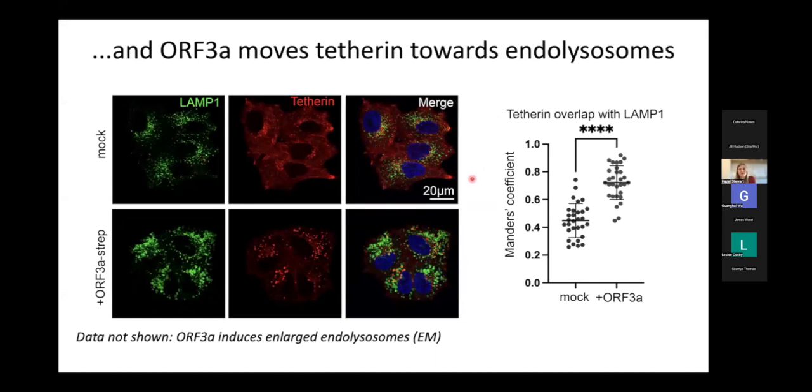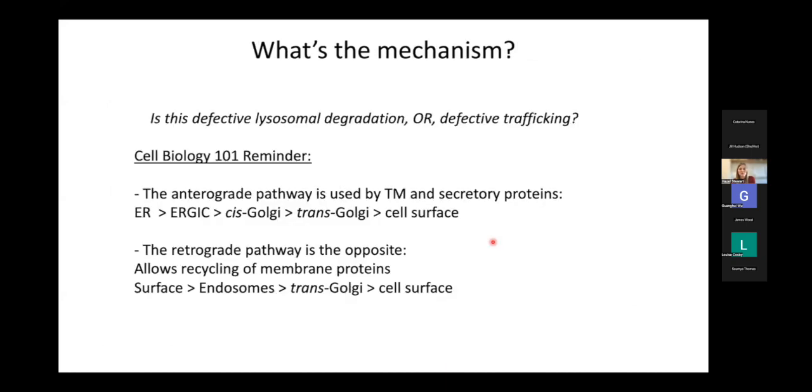We could see significant increase in our tetherin overlap with our late endosomal markers. And we also saw in our electron microscopy enlarged endolysosomes in all of our ORF3a, either stable or transiently expressed cell lines. So what mechanism is this?